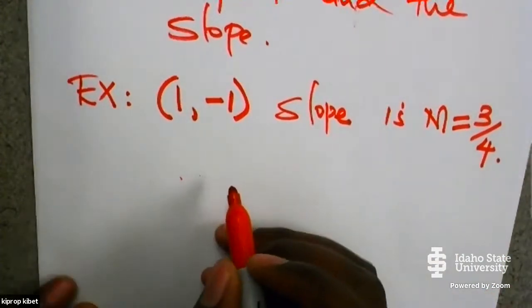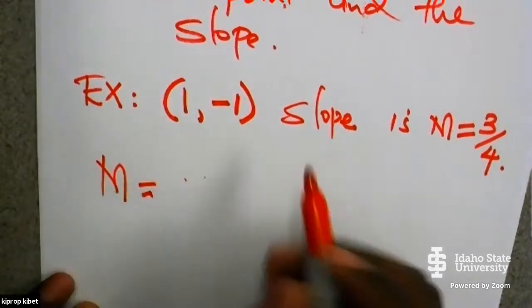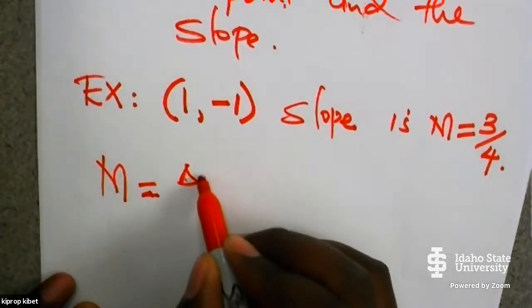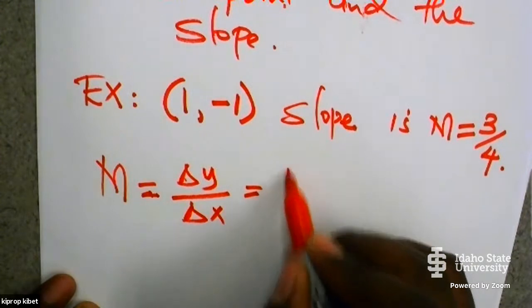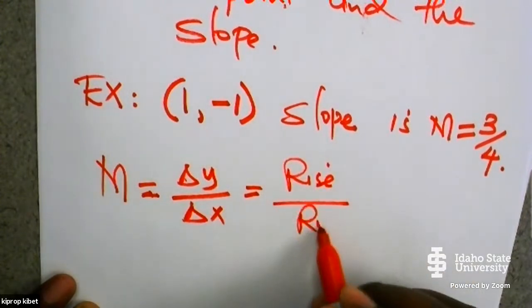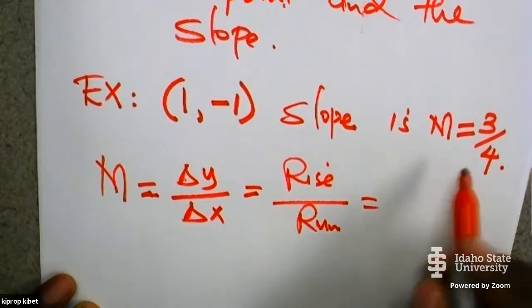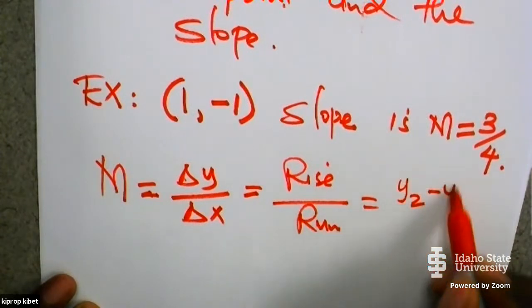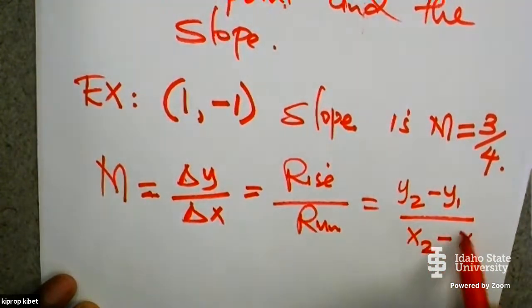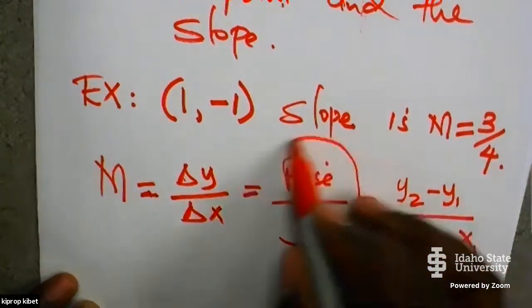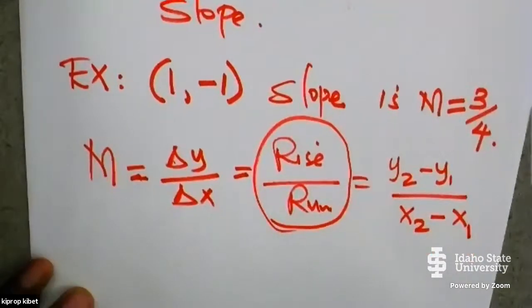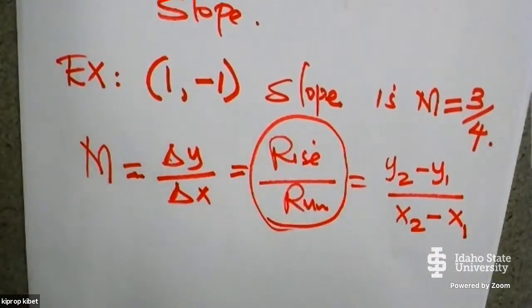Okay, so we say the slope, which is m, equals what? Change in y all over change in x, which is the same as y2 minus y1 all over x2 minus x1. So we can use this to get the other point on the line, so that we can draw the line.